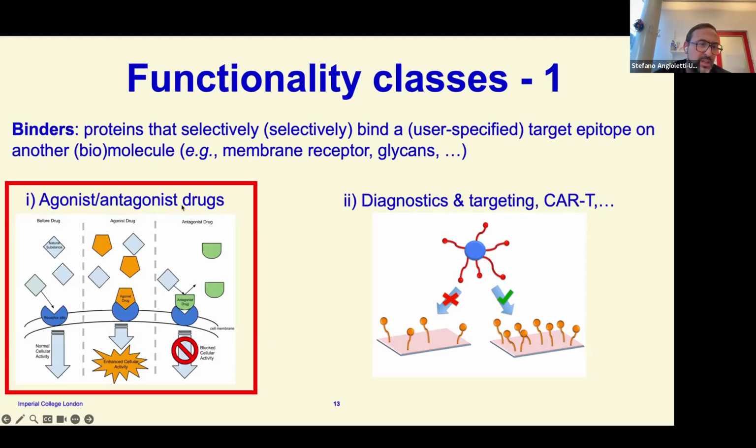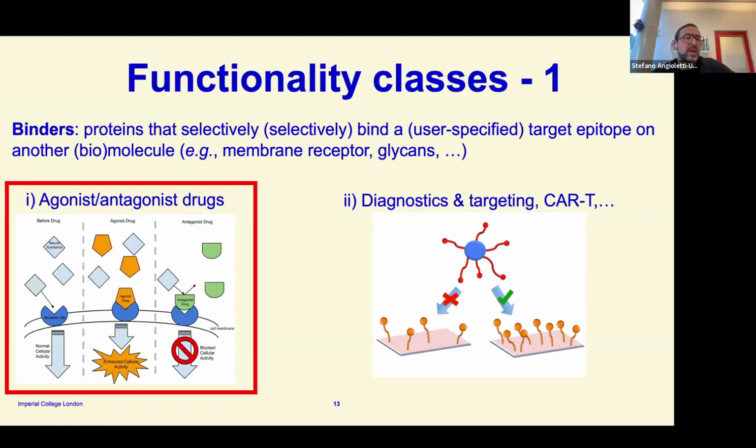Well, you can use them in different ways, but one typical use for binders is to work as agonist or antagonist drugs. An agonist drug is just a drug that mimics an existing protein in your body. The existing protein normally activates a function. An agonist would be some protein that can activate that function even more than the natural counterpart. At the same time, an antagonist drug would be something that, by binding to the same receptor that your protein does, prevents that protein from binding and it stops activation.